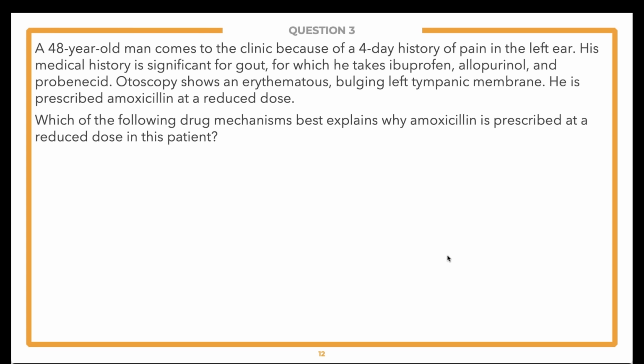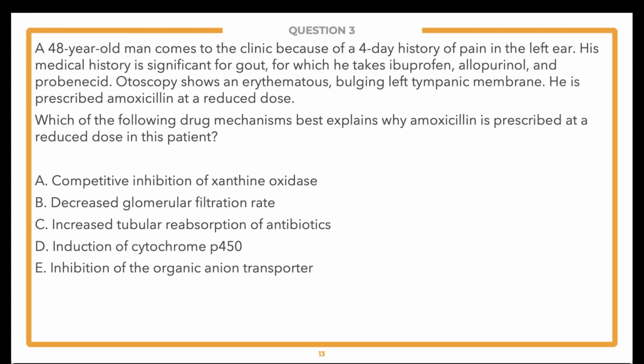So, we've got a pretty straightforward question here, right? We need to figure out the mechanism of this drug and why it's going to be given at a reduced dose. And in order to get that right, we want to think about his medical history, right? Significant for gout, for which we know he takes 3 different medications. So with that being said, let's take a look at those answer choices. Keep those clues in mind.